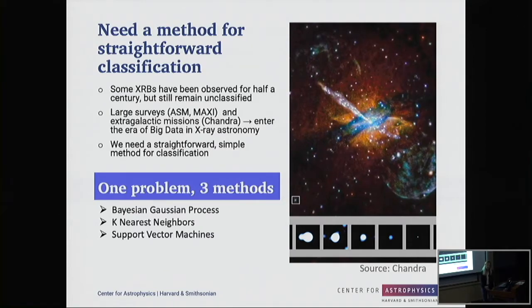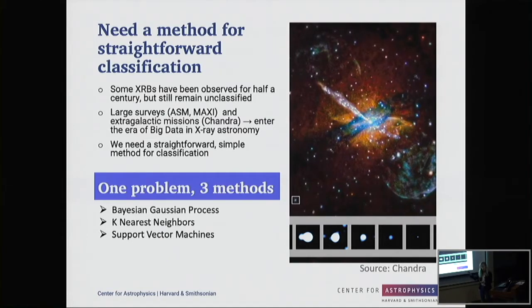And with the size of data sets ever increasing through large surveys such as ASM and MAXI, as well as missions that look at extragalactic sources, such as Chandra, we enter the big data era of X-ray astronomy, and it becomes increasingly important to have a straightforward, efficient method for classification. It's especially important because currently these methods that we use are often limited to bright objects, requiring extensive monitoring and various ground-based telescopes. So we want an easy means of classification for these X-ray binaries.